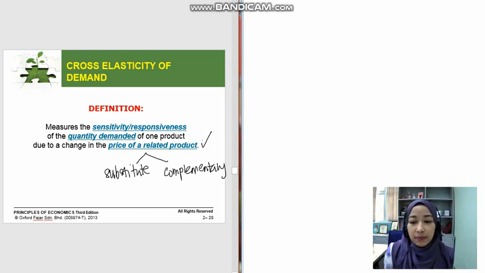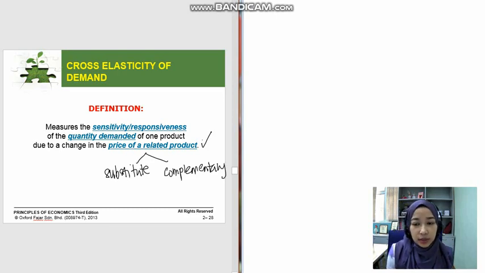So what will happen? For example, for substitute, what will happen to the demand of product A if the price of product B or C changes?